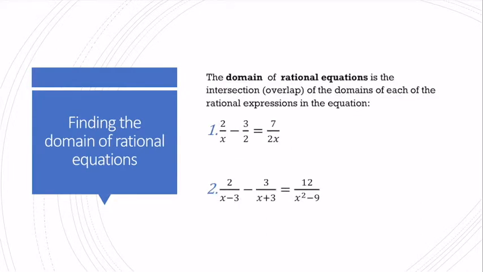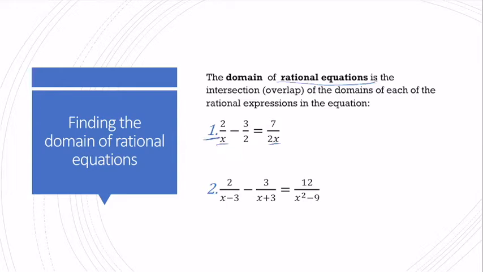So when I'm working with rational equations, I need to make sure that I'm excluding from my domain the values that would make the denominators of each rational function equal to 0. So in order to find the domain of a rational equation, the first thing I have to do is set each of the denominators equal to 0 and solve. So for problems 1 and 2, I'm just asking you to state the domain.